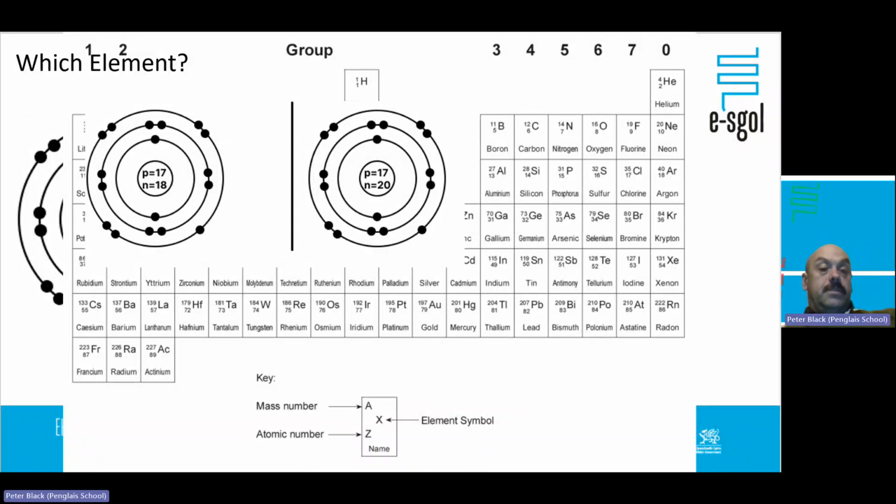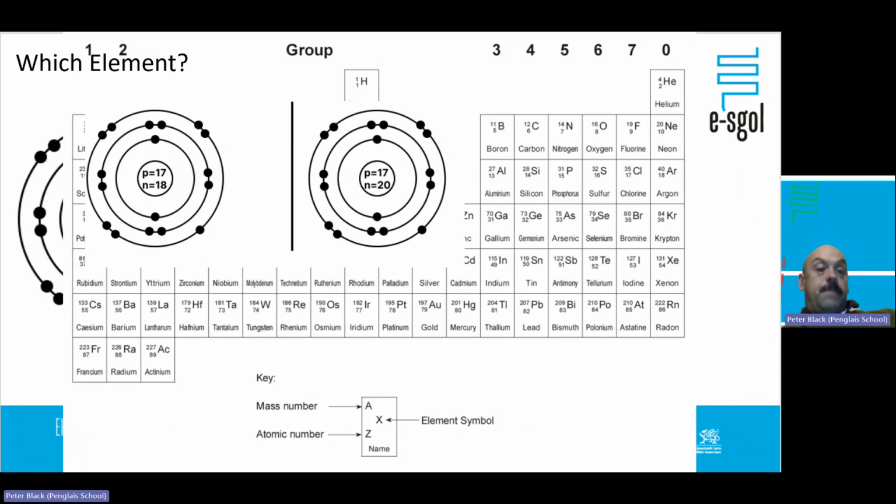Okay, so we need to really think about the atomic number here, don't we? So let's get our periodic table up. I've got one here as well, just in case you don't have one in front of you. I'm going to make it a little bit larger. And we'll just pull our atoms up so we can see them again.